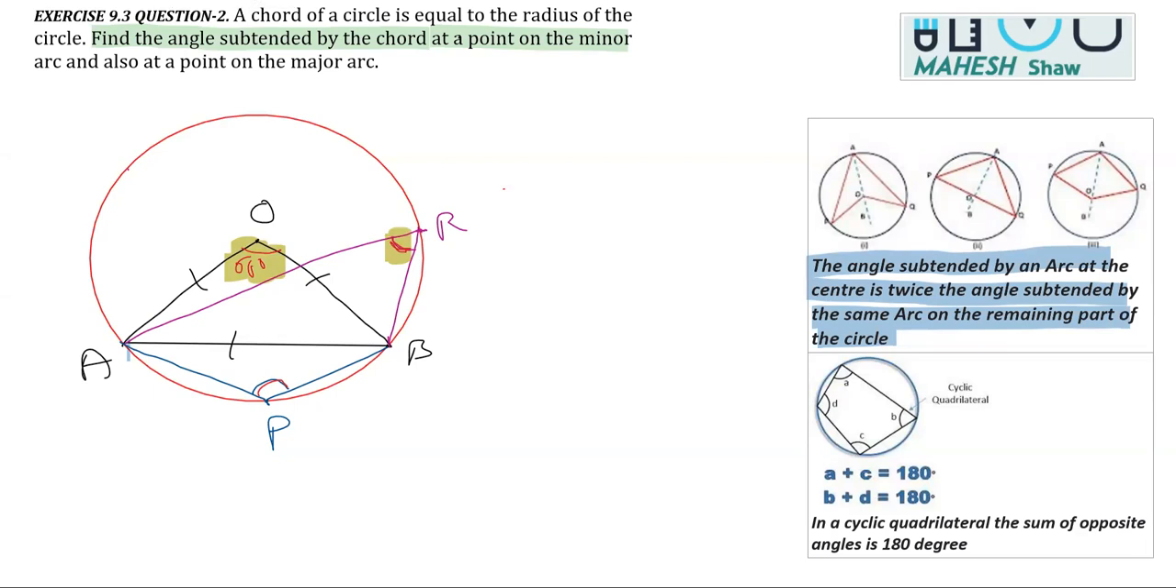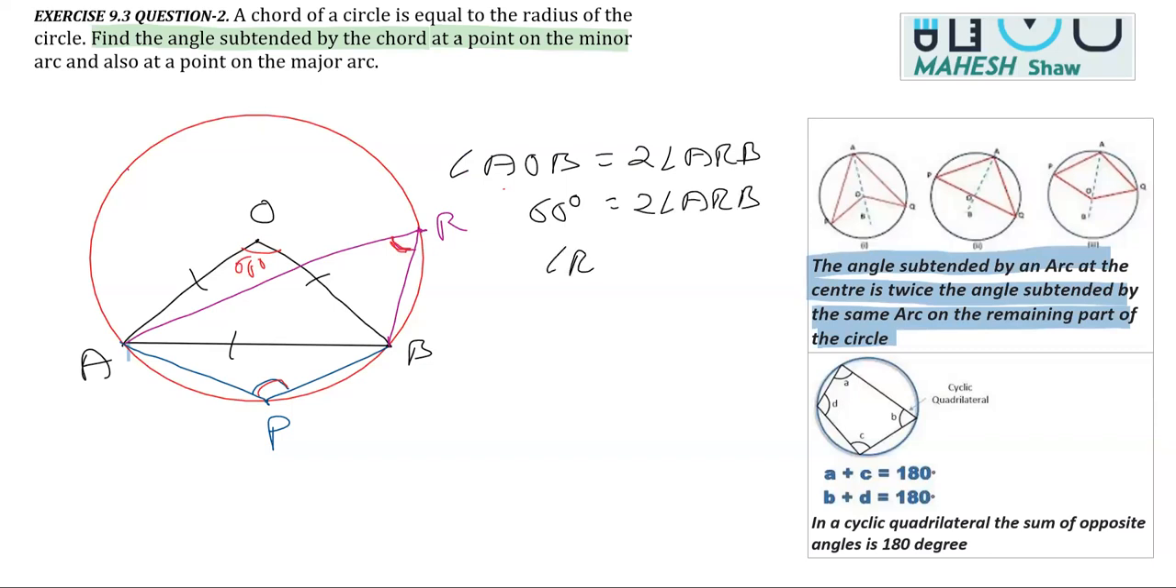So we can say this angle is twice this angle. So I can write the angle at the center, which is angle AOB, will be twice the angle ARB. Now replacing AOB with this value, that is 60 degrees, is equal to twice angle ARB. So clearly angle ARB will be half of 60, that is 30 degrees.